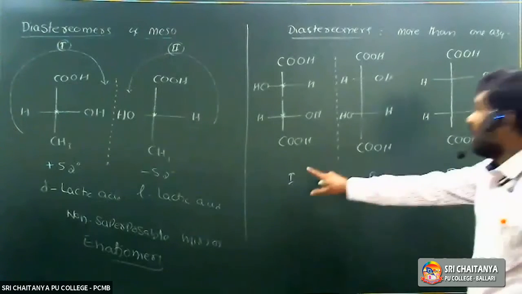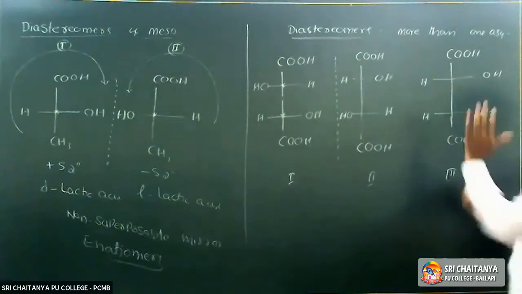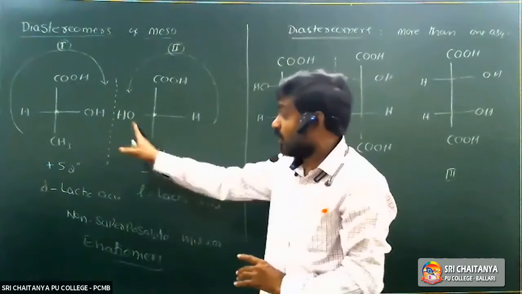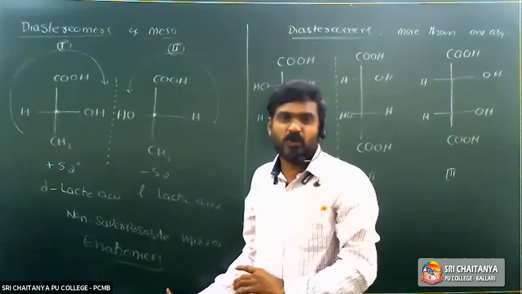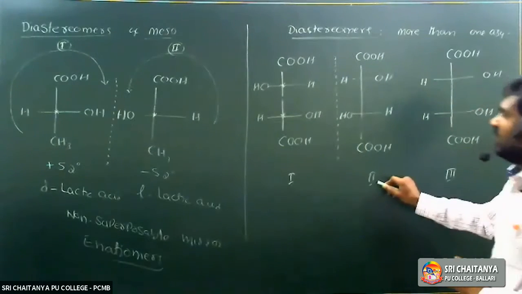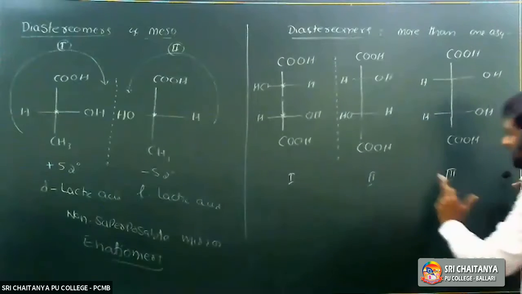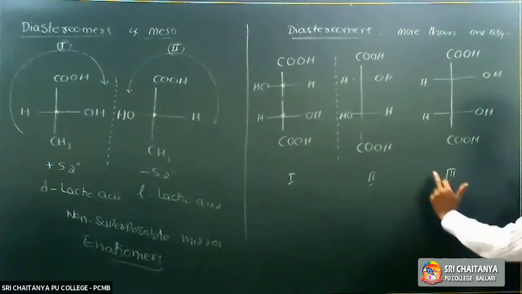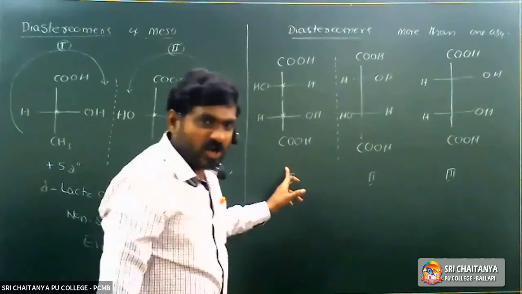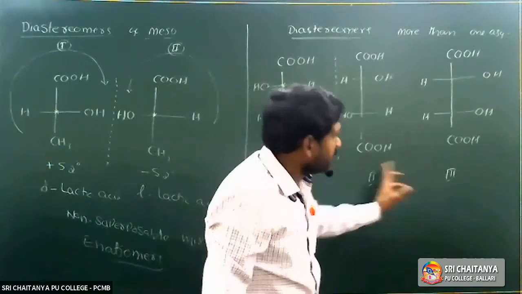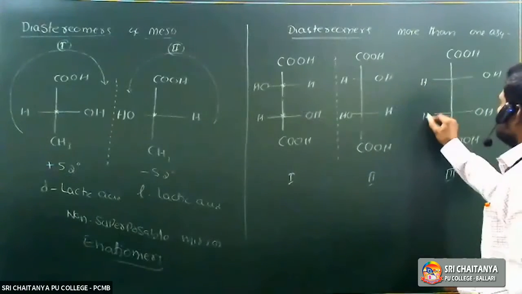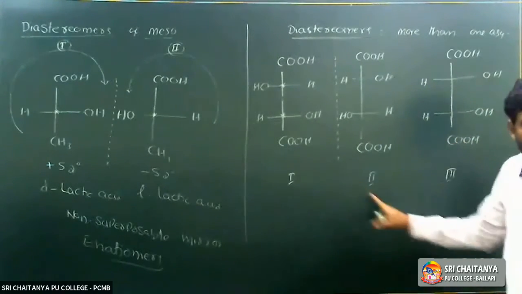So 1 and 3 are not mirror images. If they were mirror images, they would be non-superimposable and called enantiomers. So what are diastereomers? 1 and 2 are enantiomers. 1 and 3, and 2 and 3 are diastereomers, because 1 and 3 are not mirror images, and 2 and 3 are also not mirror images. Only 1 and 2 are mirror images.